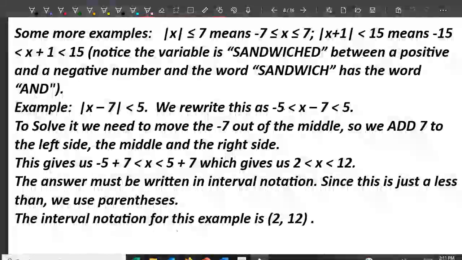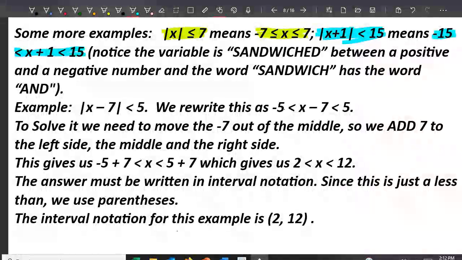Here's some more examples. Here we have X is less than or equal to 7, so it's a less than, which means it's sandwiched between. So this is what it looks like. Here's another. That's the absolute value of X plus 1 is less than 15. Since it's less than, it's sandwiched in between. So it's going to be -15 less than X plus 1 less than 15. So that should all be on one line, but we're setting it in between.